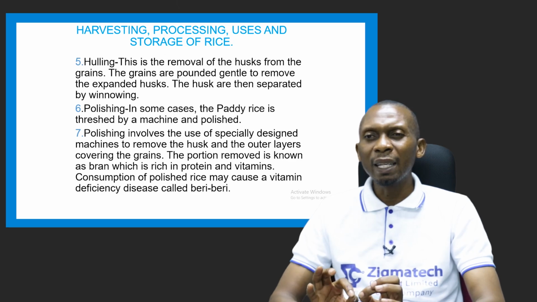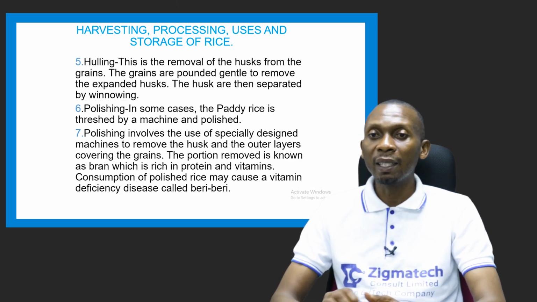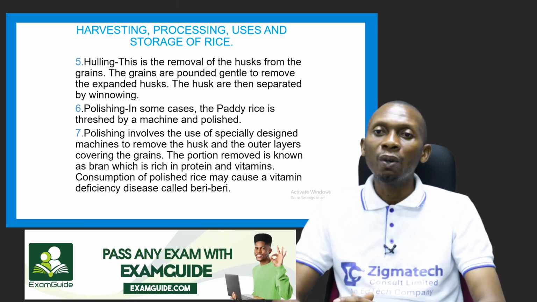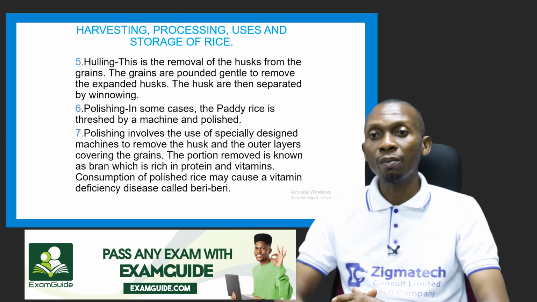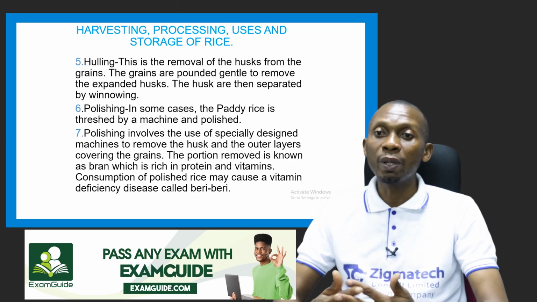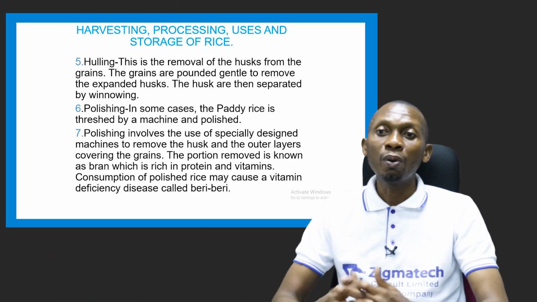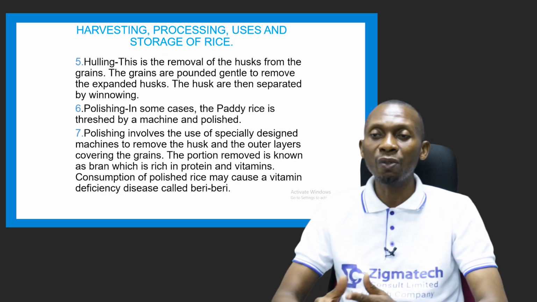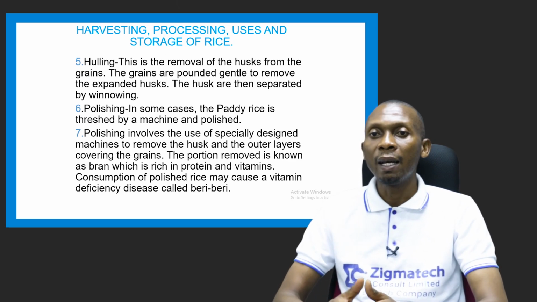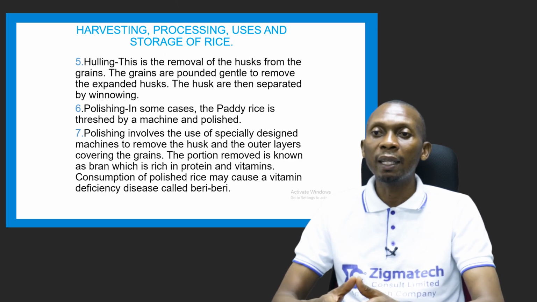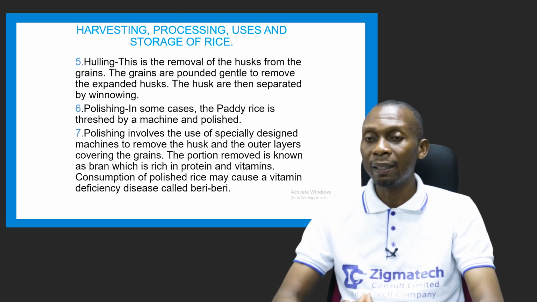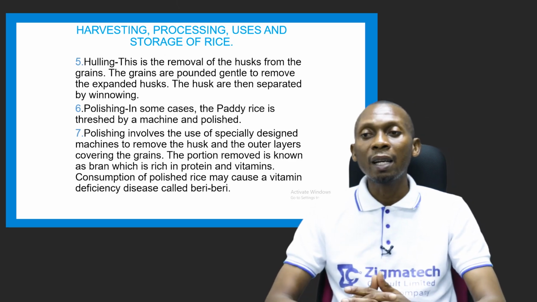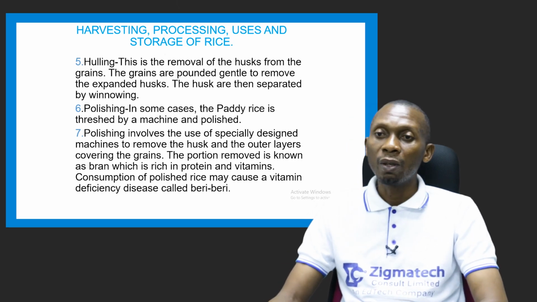That's removing a particular layer. After removing the husk, there's still another layer that could be removed, and that polishing gives it that whitish color, which some don't really encourage on a nutritional basis. So polishing involves the use of specially designed machines to remove the husk and the outer layers covering the grain. So after the husk, we still have some outer layers, and polishing helps to remove those outer layers, and that portion removed is known as bran, which is usually rich in protein and vitamins. So consumption of polished rice can cause a vitamin deficiency called beriberi.